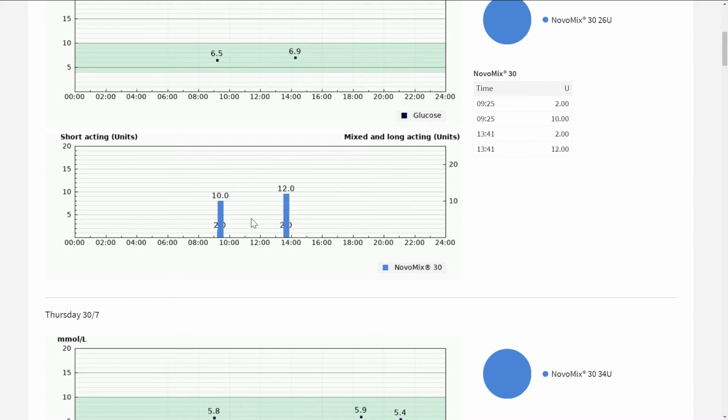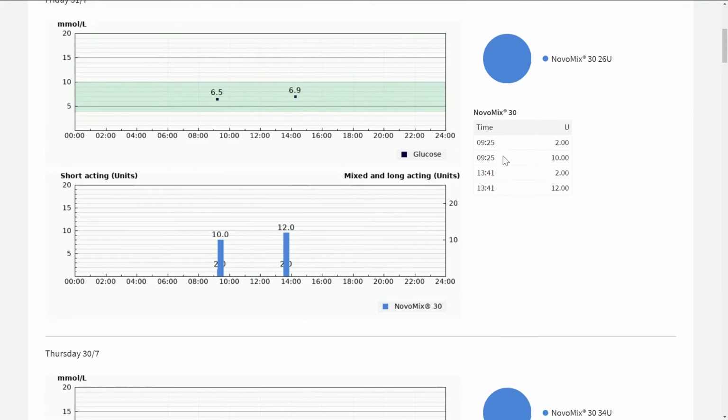We can find more information about this by looking at the table on the right hand side, where we see the exact time that the injection was given as well as the units that were injected. We can see here that the 2-unit dose that is possibly a priming dose was done in the same minute as the larger 10-unit therapy dose.